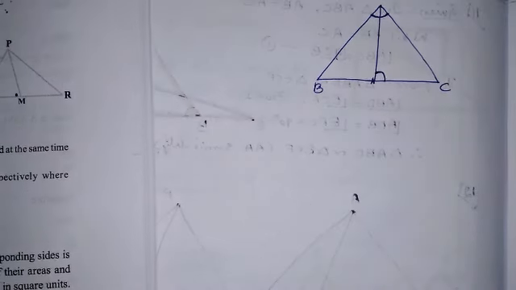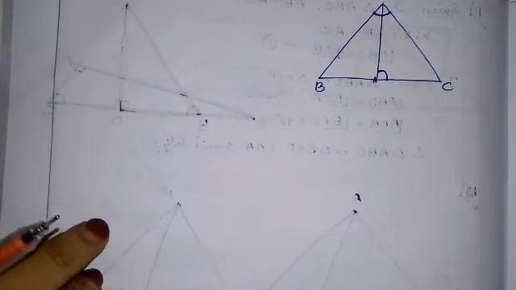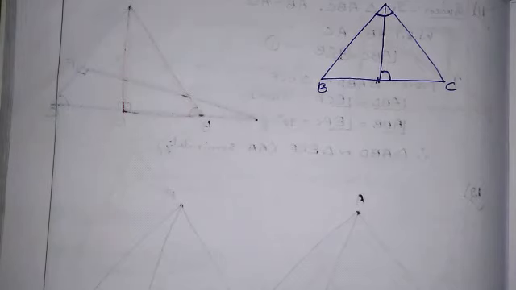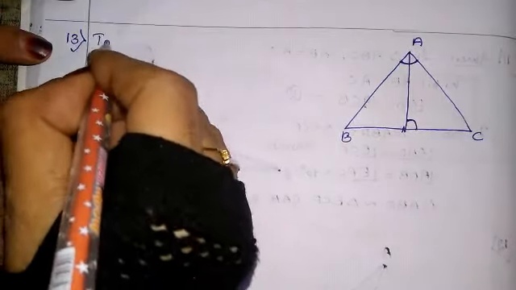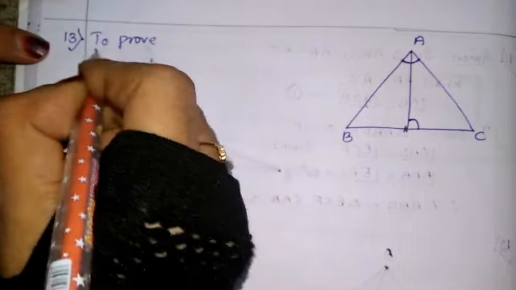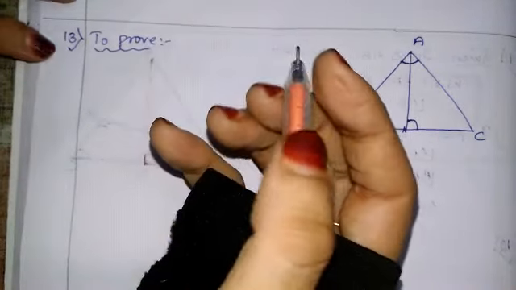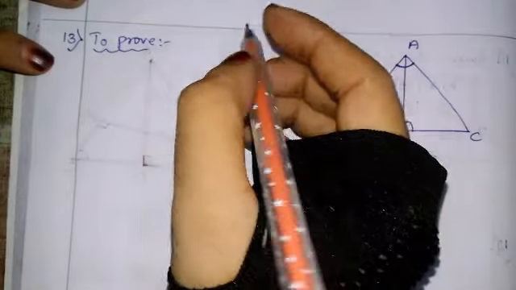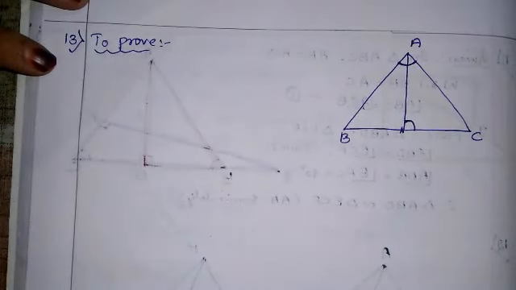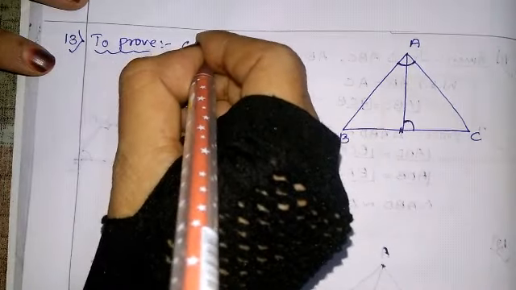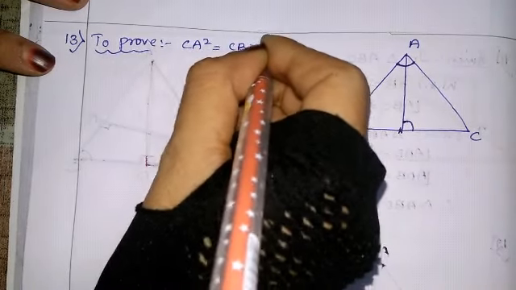Let us solve this. What they have told is very important, and what to prove is very important. So let us write what they have told us to prove. To prove: CA square is equal to CB into CD.